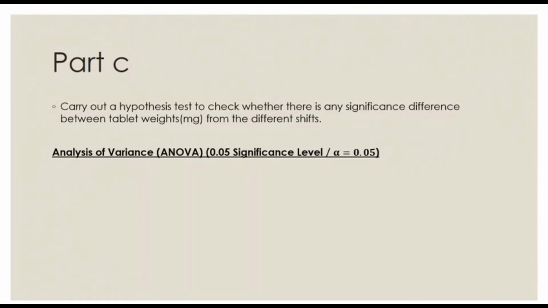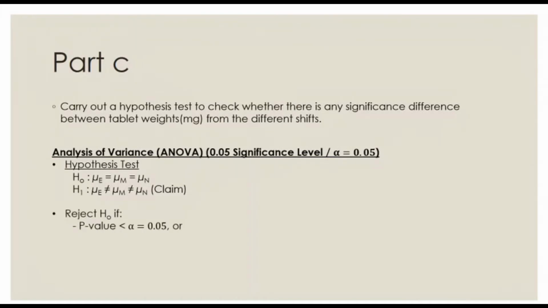And the first step is to write our hypothesis test, which is to obtain our H null and H1. As you can see here, the H null is that all the population means of the 3 shifts, E for evening, M for morning, and N for night, are all equal. And the H1, which is our claim here, says otherwise, which is that they are not all the same.